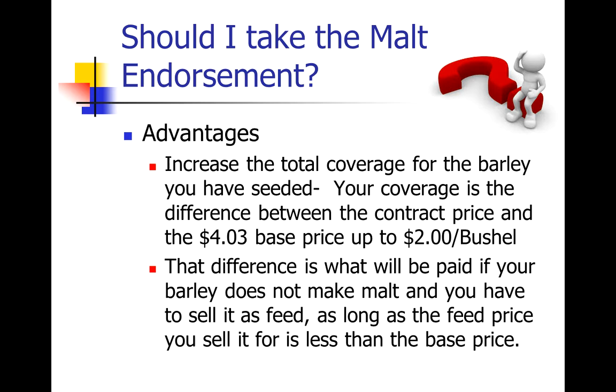So we'll get into an example here, but basically if all your barley gets rejected but then the feed market runs way up, so you're selling all your feed barley for $6 a bushel, let's say next fall, even though it's rejected for malt, you would actually end up getting the difference between the $6 you sold the feed for and the initial $4.03 base price taken off of your malt guarantee.